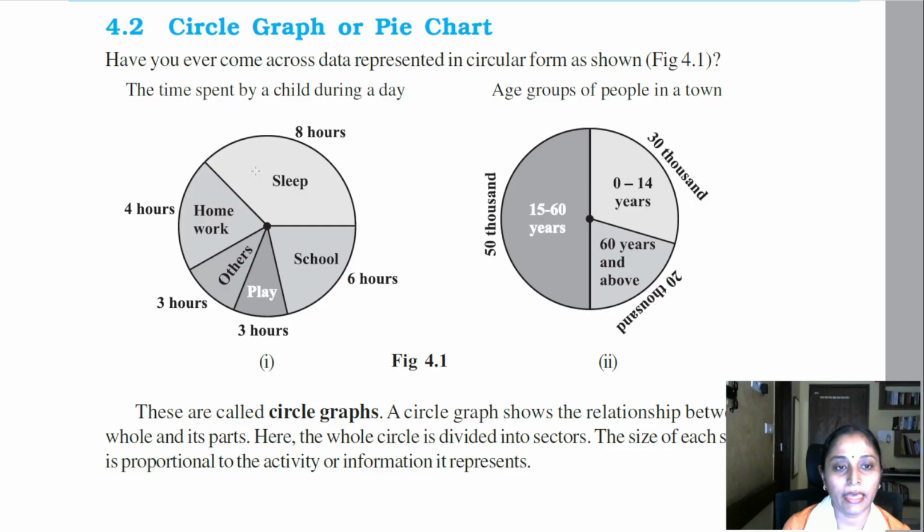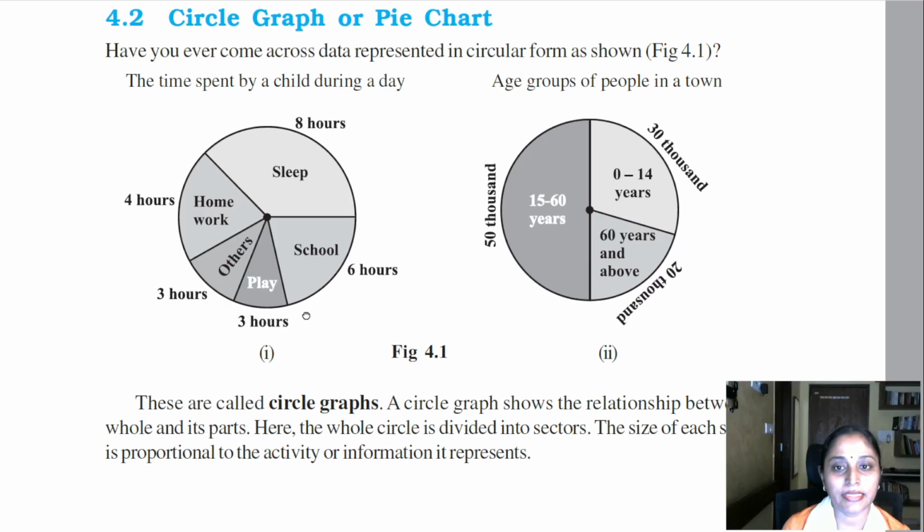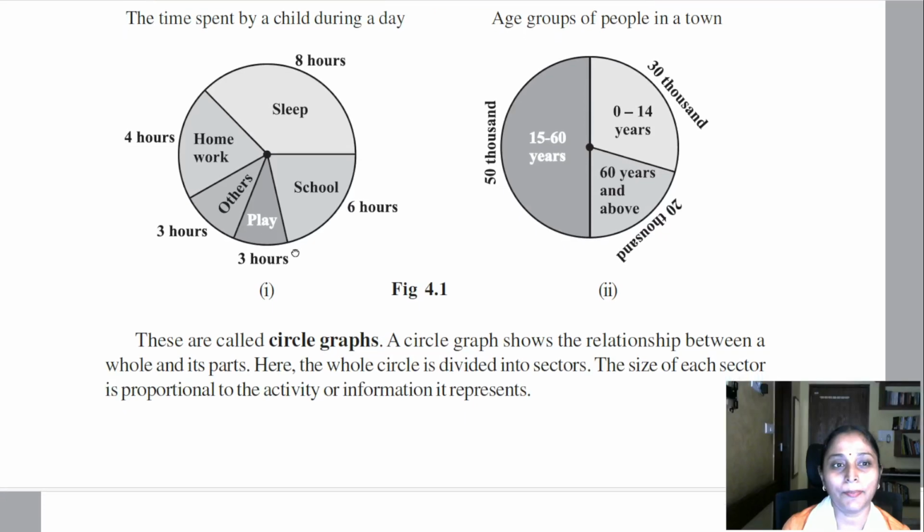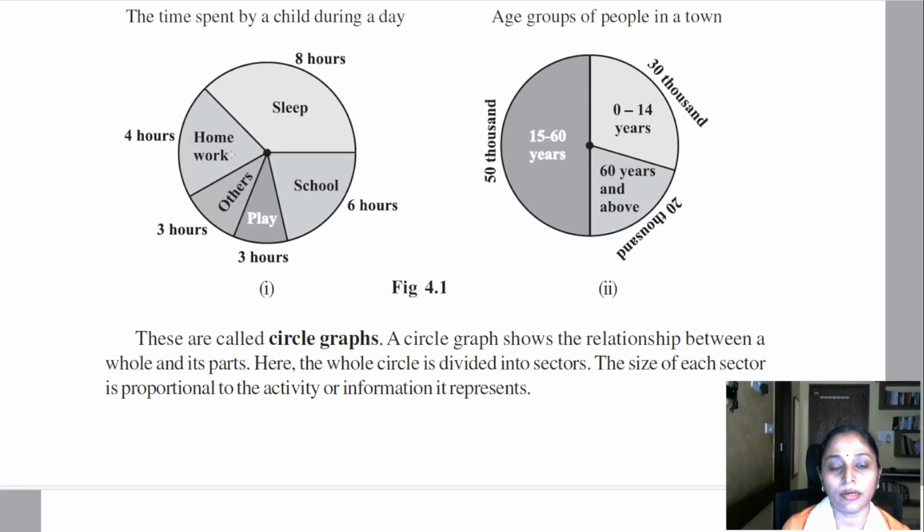So as you can see here, they have given a couple of examples. In the first example, it is about the time spent by a child during a day. So here, what are we going to do? We are going to look at all the different activities that the child is undertaking in a particular given day. So we know that in a day you have 24 hours. So you can see here, he or she is sleeping for 8 hours, school is 6 hours, playing 3 hours, homework 4 hours, and others is 3 hours.